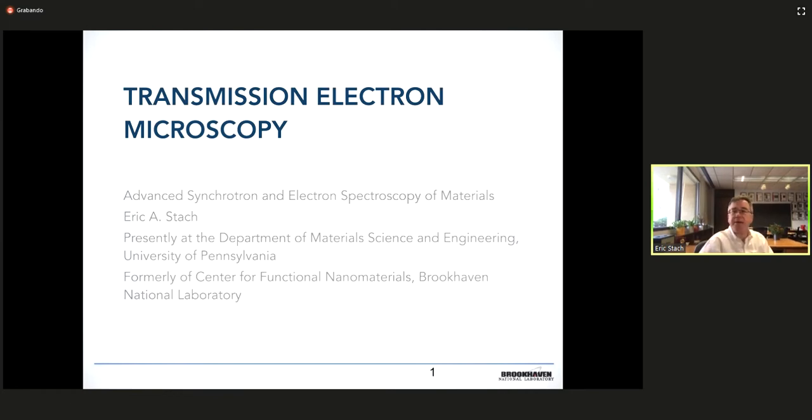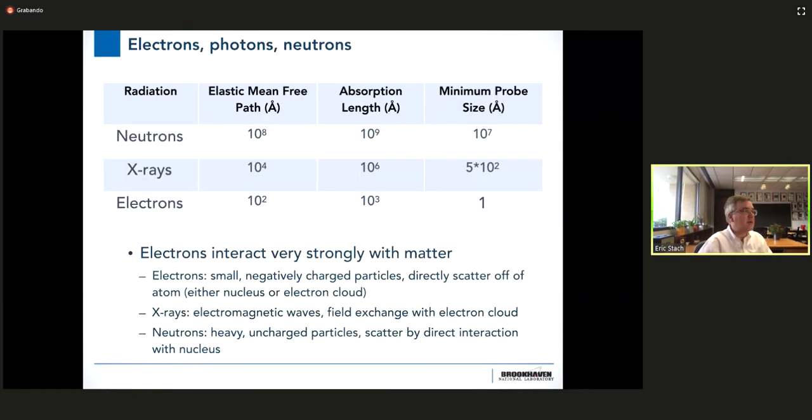So I need to advance to my next slide. There we go. I think one of the most important things to understand right at the beginning is that electrons are not X-rays, and it's useful to think about their properties because those properties have a real impact upon how we utilize the electrons to do useful things.